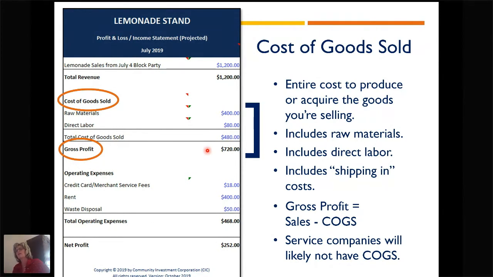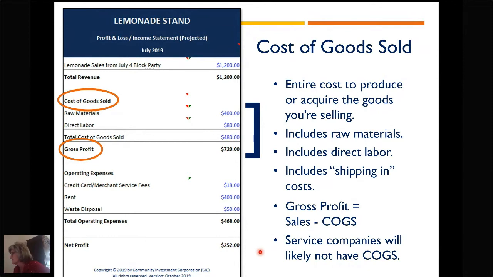So you can see here I have in the notes, your gross profit is going to be your sales minus cost of goods sold. And there's also a bullet point here, service companies are not likely going to have cost of goods sold. So Lisa's got a question here. In a service-based business, would lead generation costs be considered cost of goods sold?